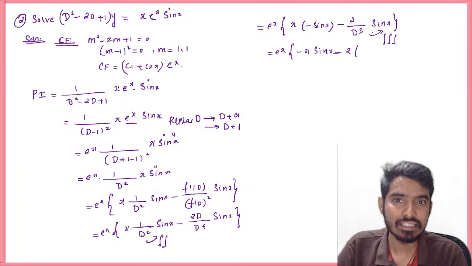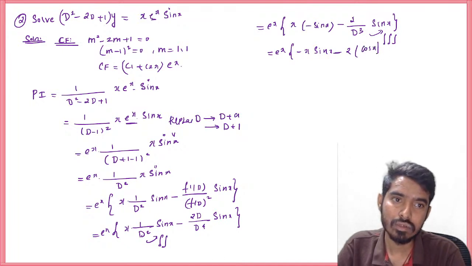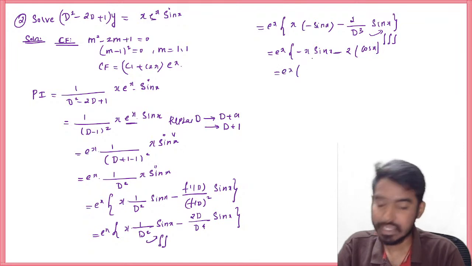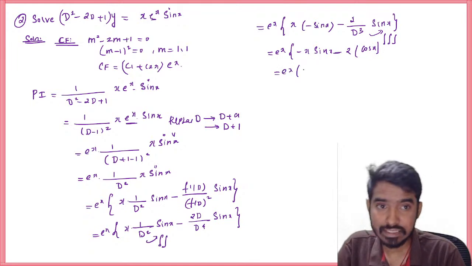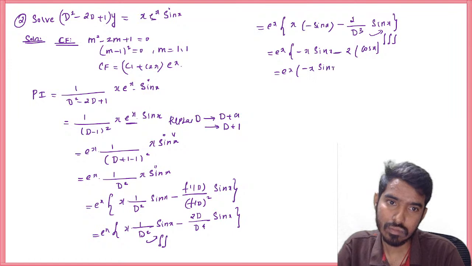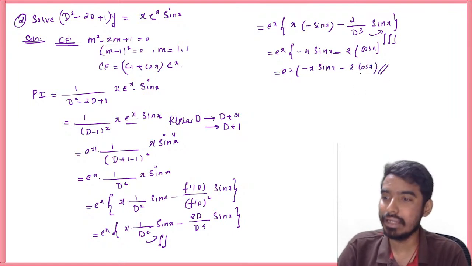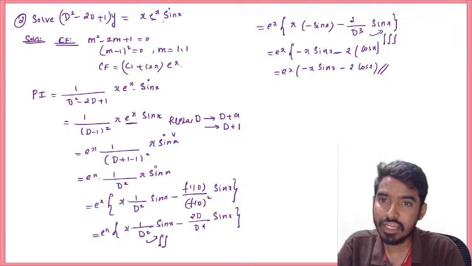First term integration is minus cos x. Second term is minus sin x. Third term is plus cos x. So this will be e power x minus x sin x minus 2 times cos x, which is your required particular integral. Is this clear? See, you have 3 terms here.